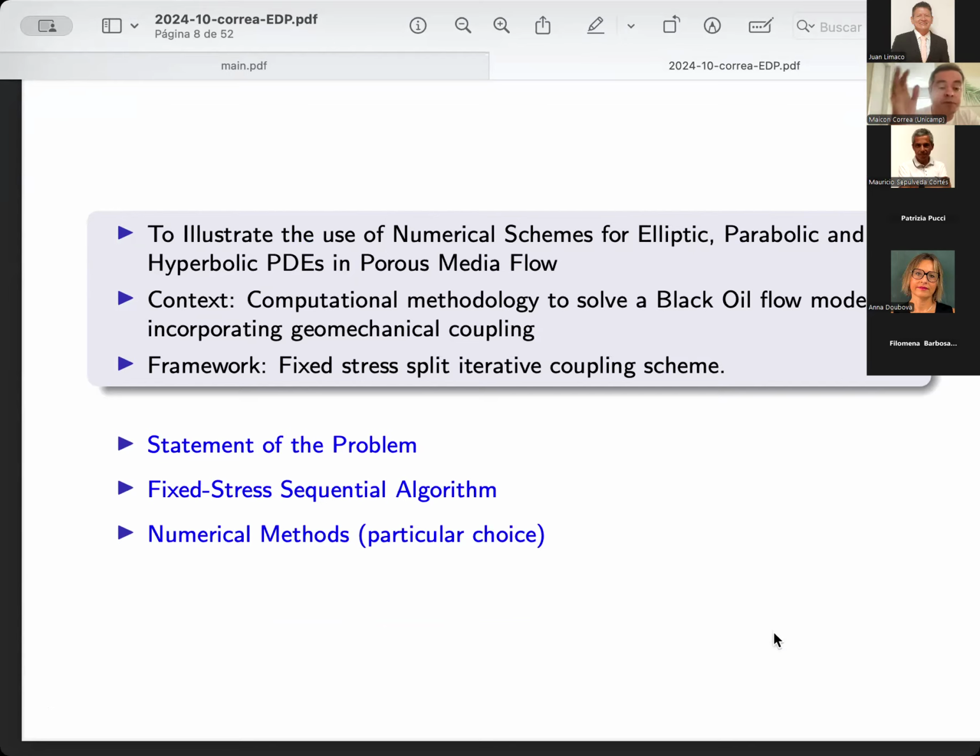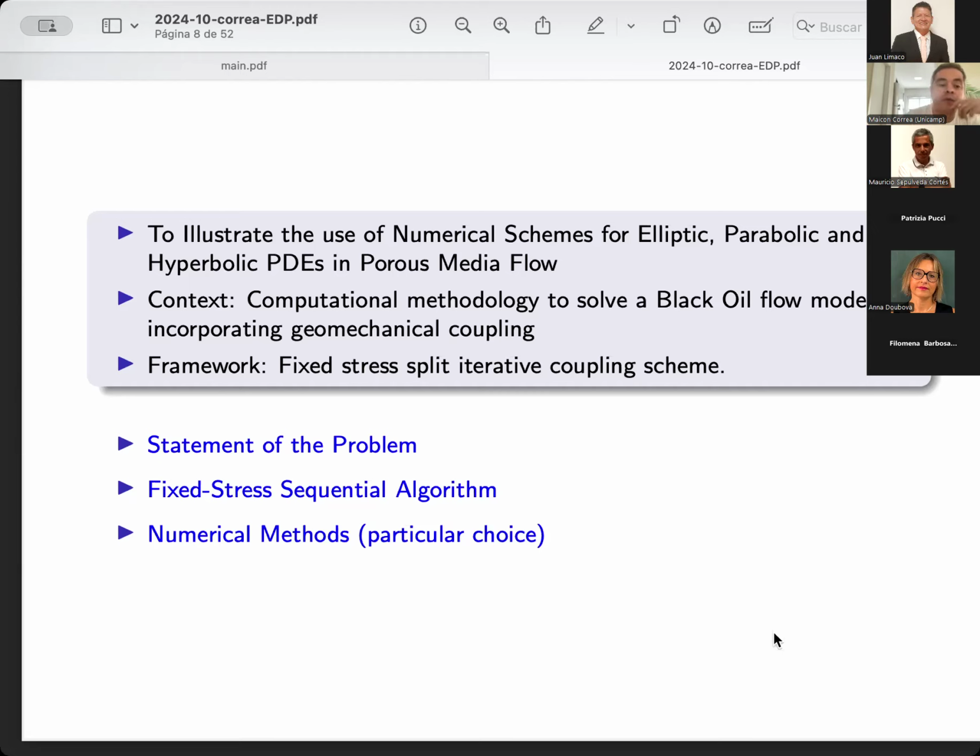First, we are going to pick a model, a really complex model. It's a model for the black oil flow in porous media, but incorporating the geomechanical coupling. It means that the porous media can be changing in time. It's deformable.